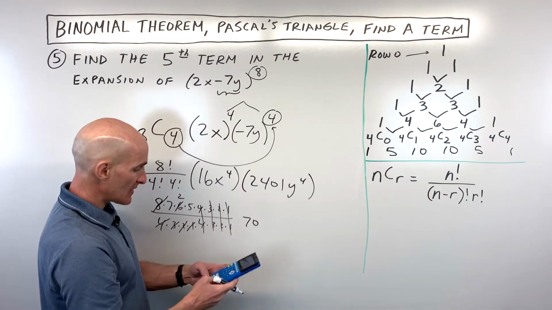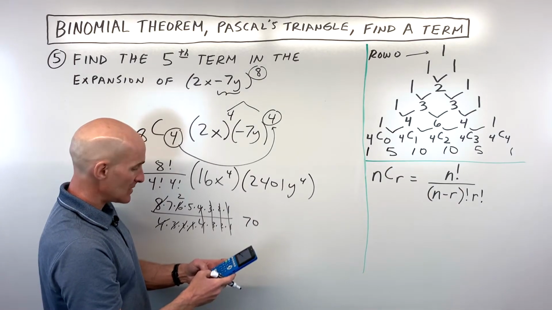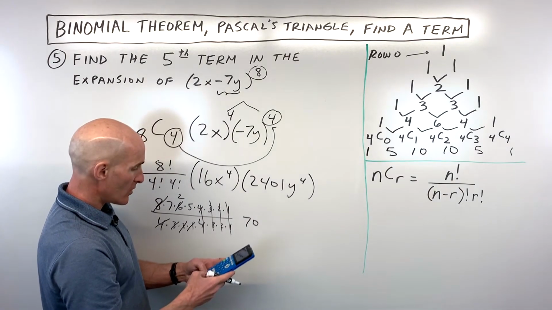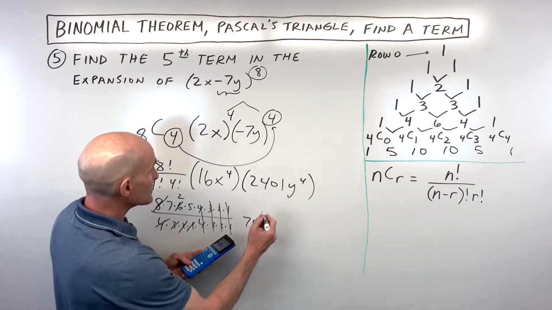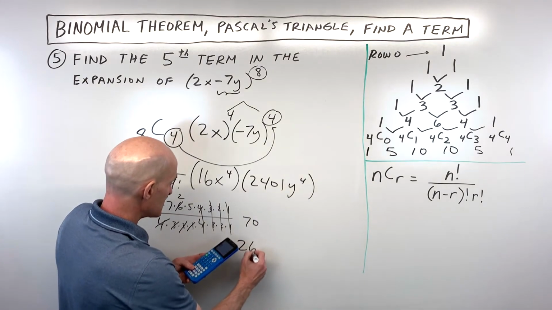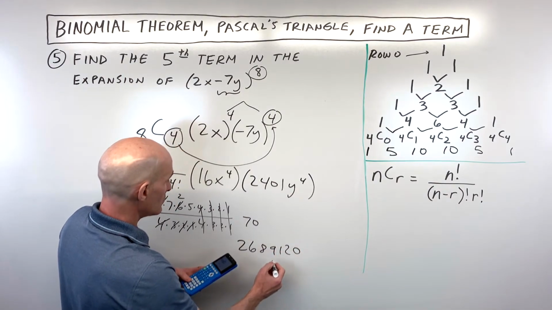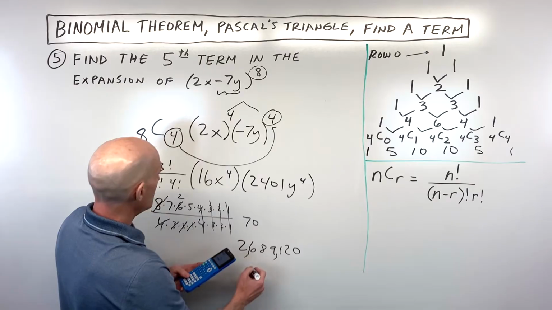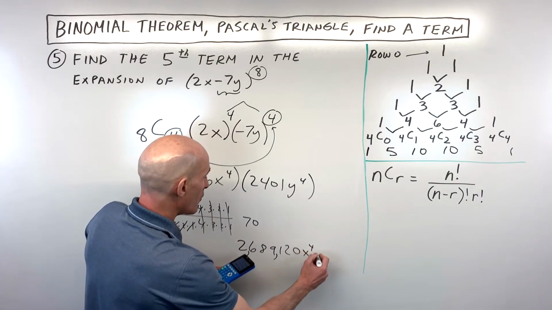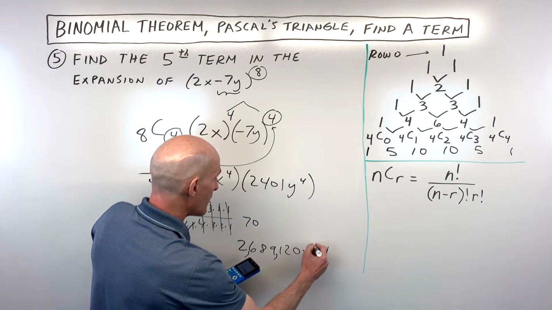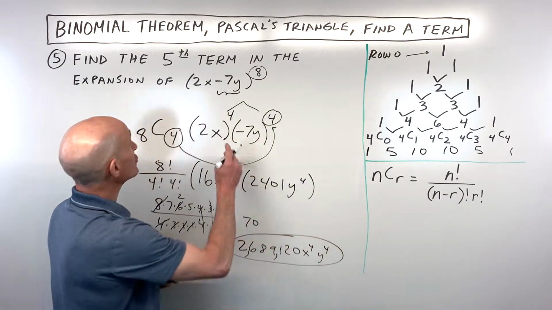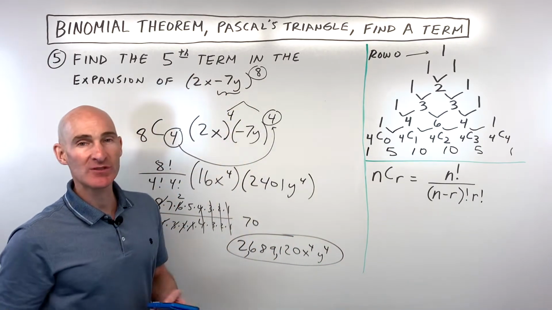So let's go do that on the calculator. 70 times 16 times 2,401 is giving us 2,689,120 x to the fourth, y to the fourth. And that's just that particular term, the fifth term in this binomial expansion.